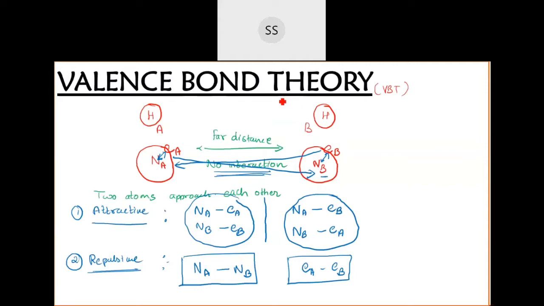So far you have learned only about the Lewis theory, how bond formation has taken place. But there was no involvement of the atomic orbitals, because we know inside the atom it's not only the orbit, we have the orbital also. So that also has to be considered, no? So using that orbital, the theory which came forward was valence bond theory.